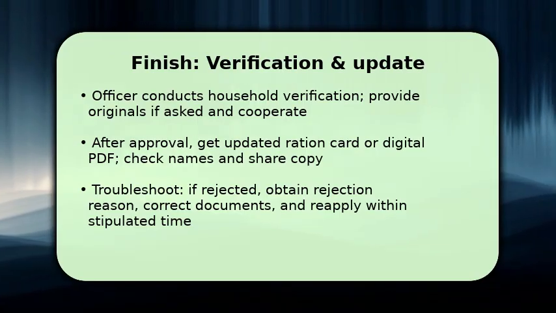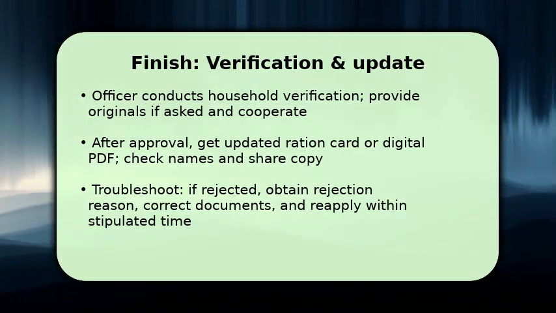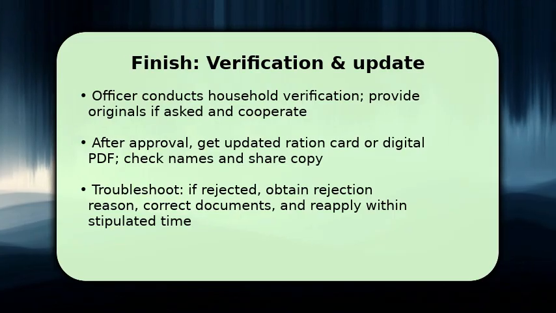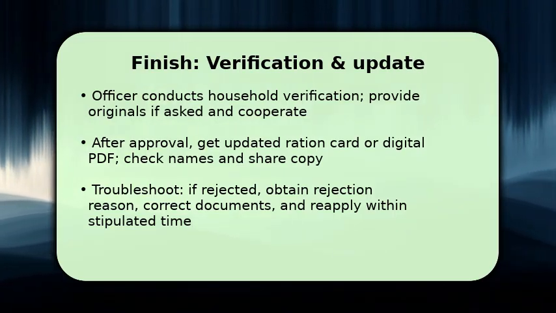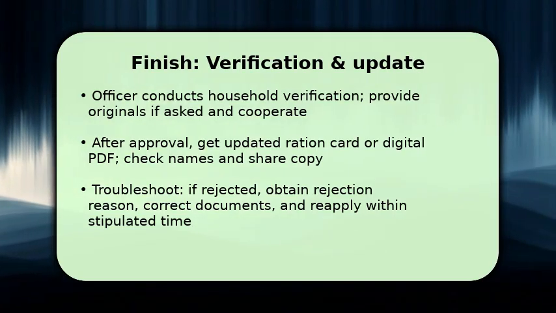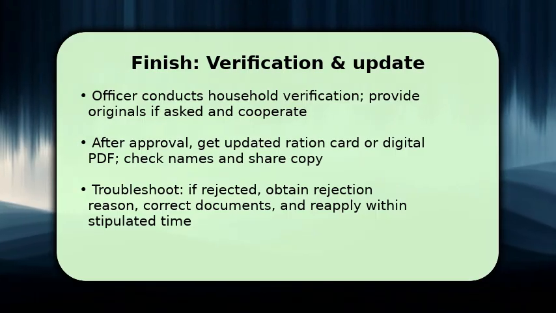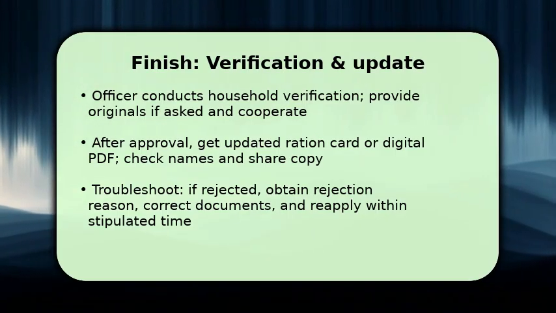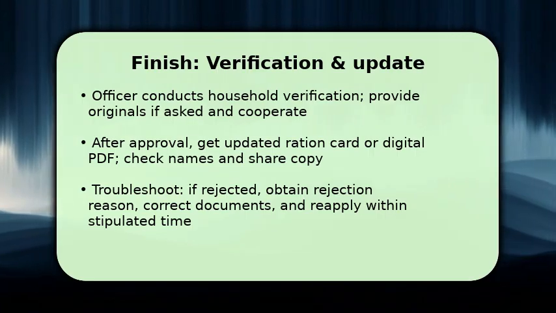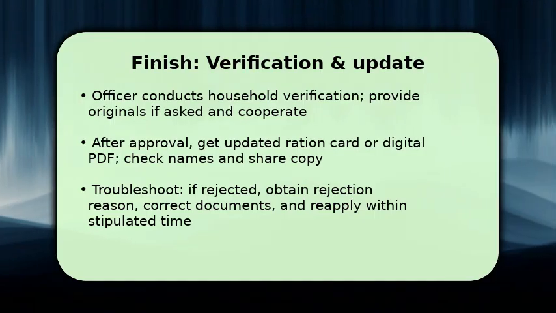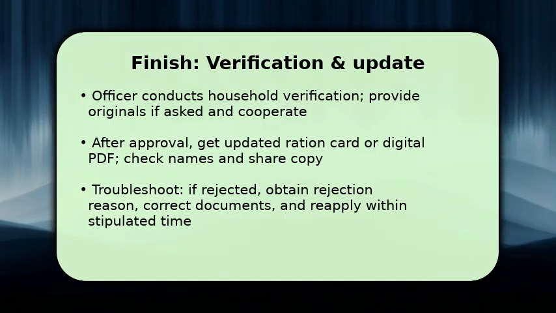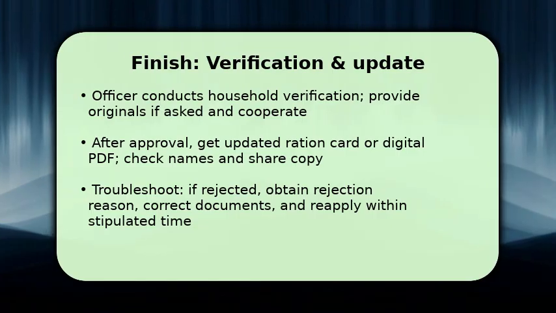Be ready to show original documents during the visit. Cooperation speeds approval. Once approved, collect the updated physical ration card or download the official PDF, verifying that names and details are correct. If your application is rejected, ask for the explicit reason immediately, then correct or add the required proof and resubmit. That targeted fix usually clears the issue without starting over.